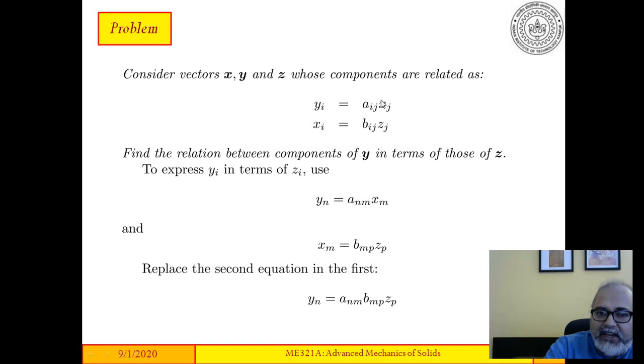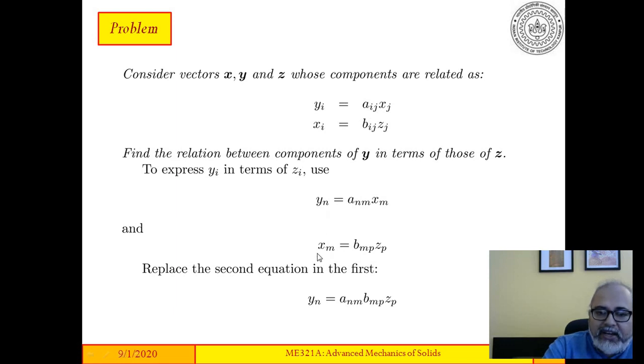Now you will have to eliminate x and find the relation between y and z. The way we do it is, let's take the first equation and write it in this manner. Remember, we can change this repeated index j to anything we want. So we change it to m. And the free index, we change it to n on both sides. We have to change on both sides. So yn is equal to anm xm. We could have also written it as yi equal to aim xm. That would have made absolute sense and the same sense as this.